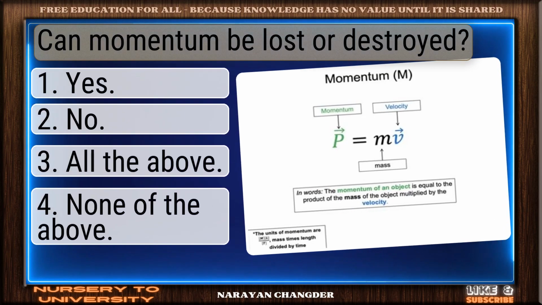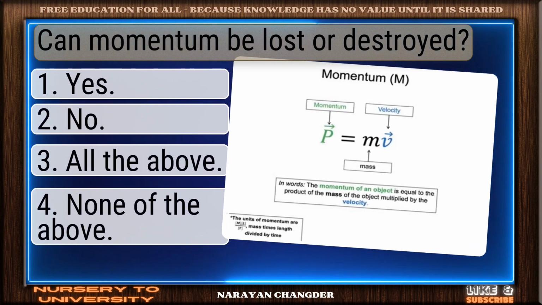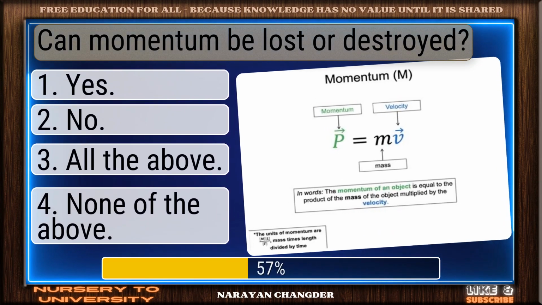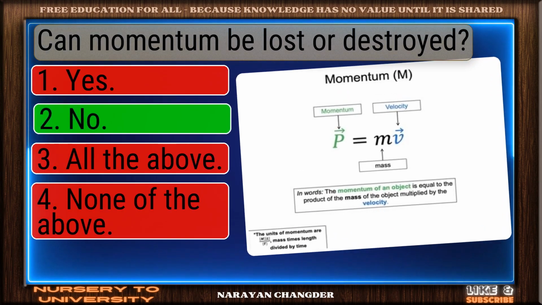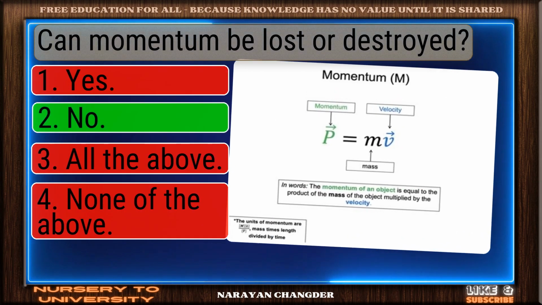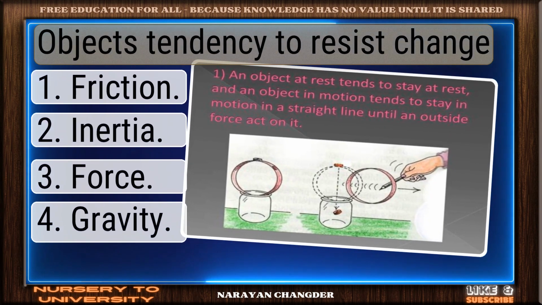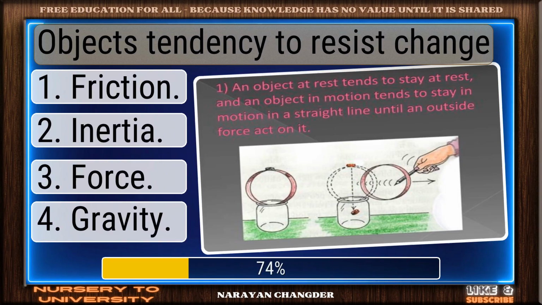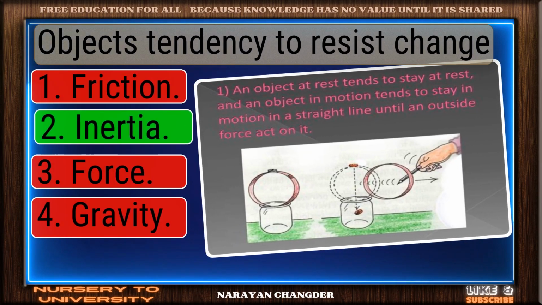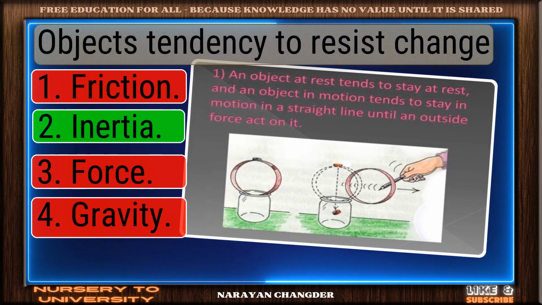Question number 224. Can momentum be lost or destroyed? Right again. No is a valid answer. Question number 225. Object's tendency to resist change. Nicely done. Inertia is a solid answer.